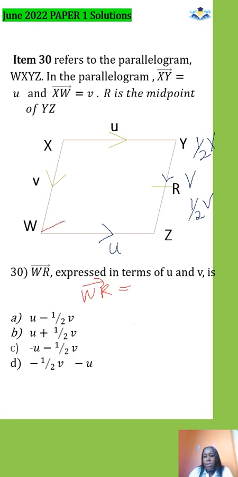So how am I going to get from W to R? I can go WZ. I know the value of that is U. And I can go ZR. I'm going in the opposite direction. You notice the line is in this direction and I am going ZR, the opposite direction. So that's why I'm going to have a negative sign here. And I know that ZR is a half of V. So with that being said, WR expressed in terms of U and V is U minus a half of V. The answer is A.